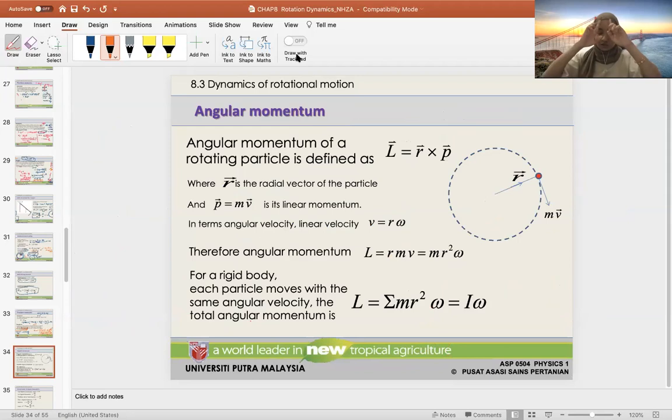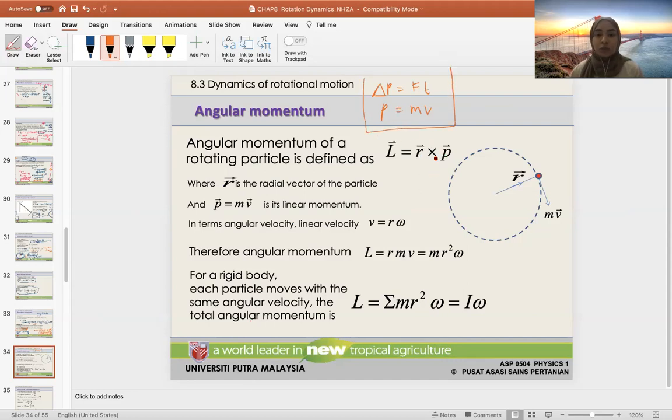Okay, now comes the interesting part. I like this one. Angular momentum of a rotating particle is defined as L. Your momentum in linear is P, right? P equals mv, and the change in P gives you impulse, which is force times time. If you don't remember, it's okay, I'll tell you. So momentum is P equals mv. It's similar to kinetic energy, but it doesn't have 1/2, and the v is just once. So P equals mv. That is your linear one.